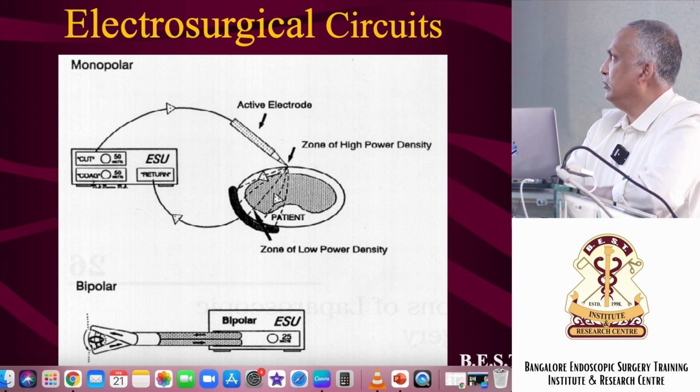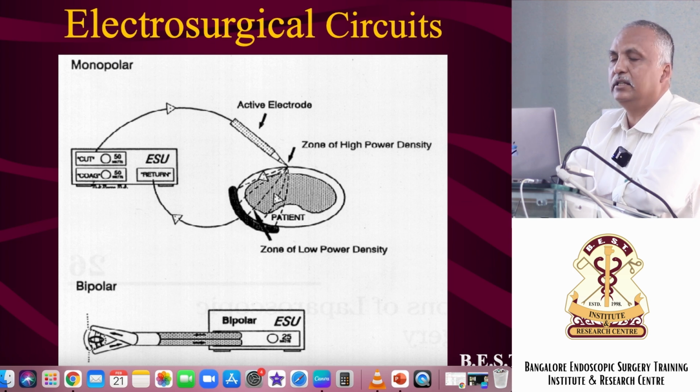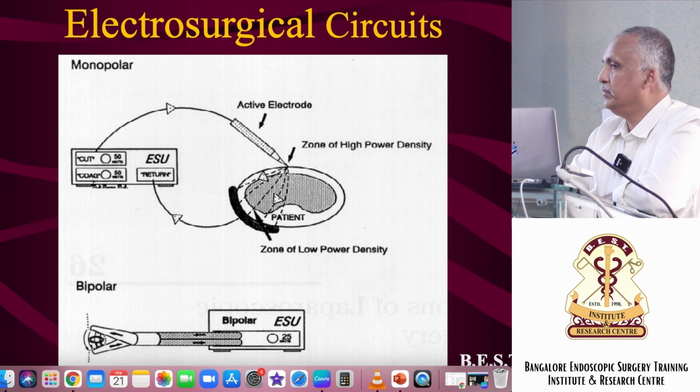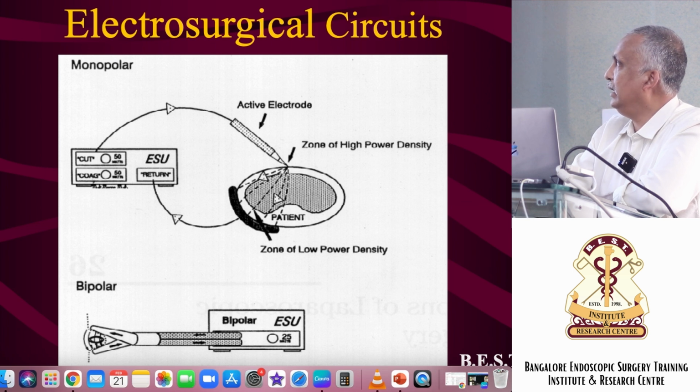So, there are two ways of forming a circuit. One is you have a machine there. From the machine you want to deliver the electricity to the patient. So, you can have a unipolar or a monopolar. One wire is bringing the electricity, but then there should be another wire that takes it back. And for that you are using a patient plate. The patient plate is also called a return electrode. Okay? So, it is returning back to the machine, and that way you form a circuit.